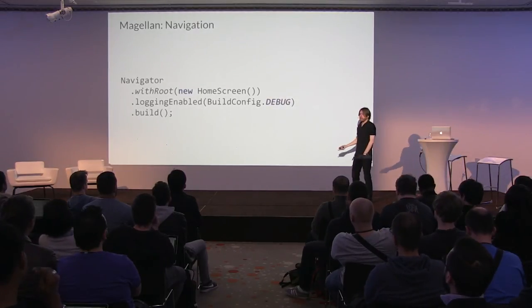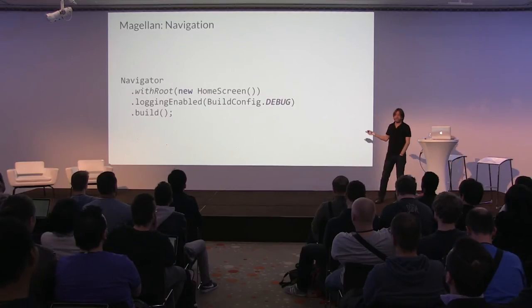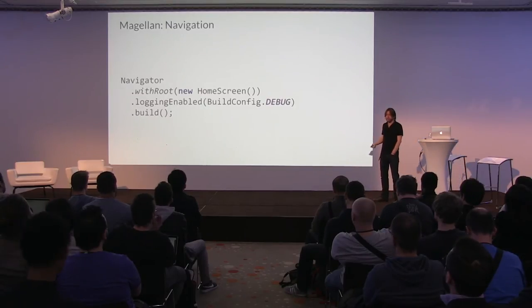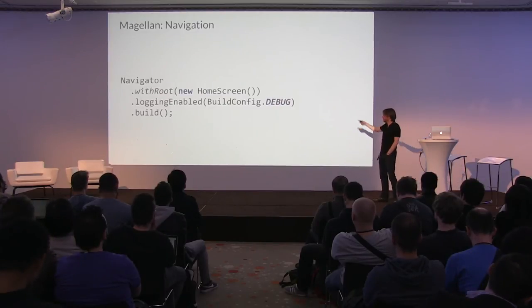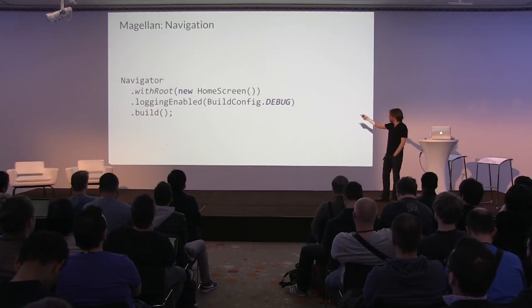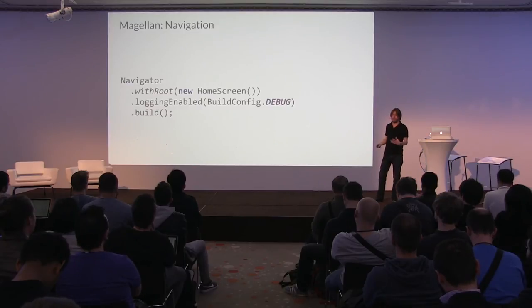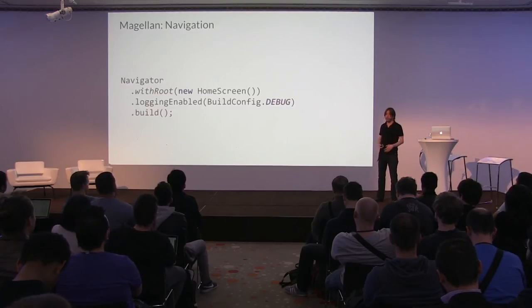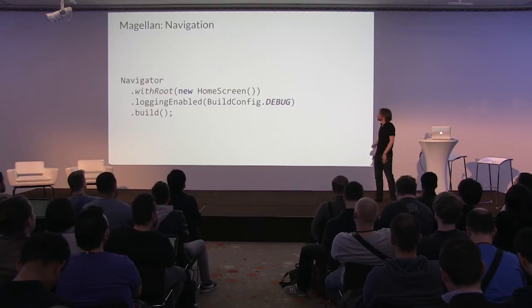So to create a navigator, we have a nice little fluent API. You have to give it a screen to start with. Of course, it cannot know what to display if you don't give it a screen. So that's enforced by the API, so you cannot get it wrong. And you have a bunch of little options, for example, enabling logging. So having this full control allows us to do very interesting stuff. For example, automatically registering the events of the navigation and attaching that to your crash reports.